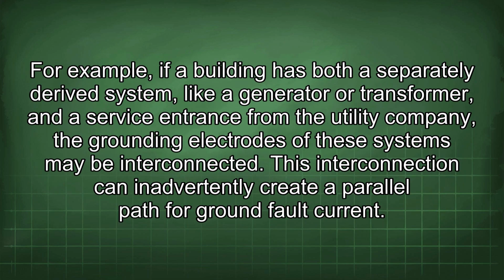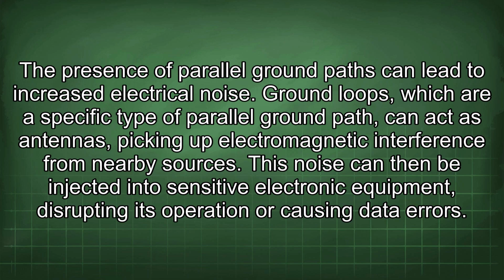For example, if a building has both a separately derived system, like a generator or transformer, and a service entrance from the utility company, the grounding electrodes of these systems may be interconnected. This interconnection can inadvertently create a parallel path for ground fault current. The presence of parallel ground paths can lead to increased electrical noise.